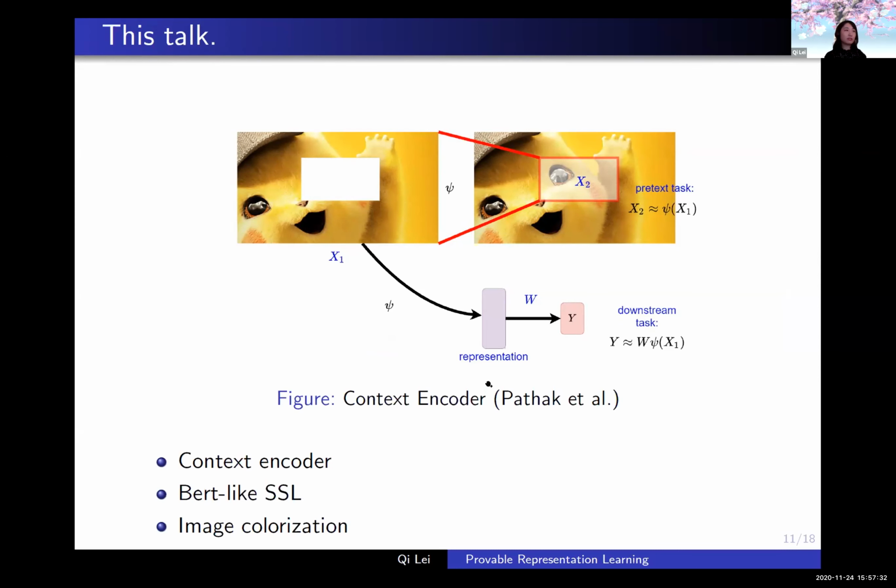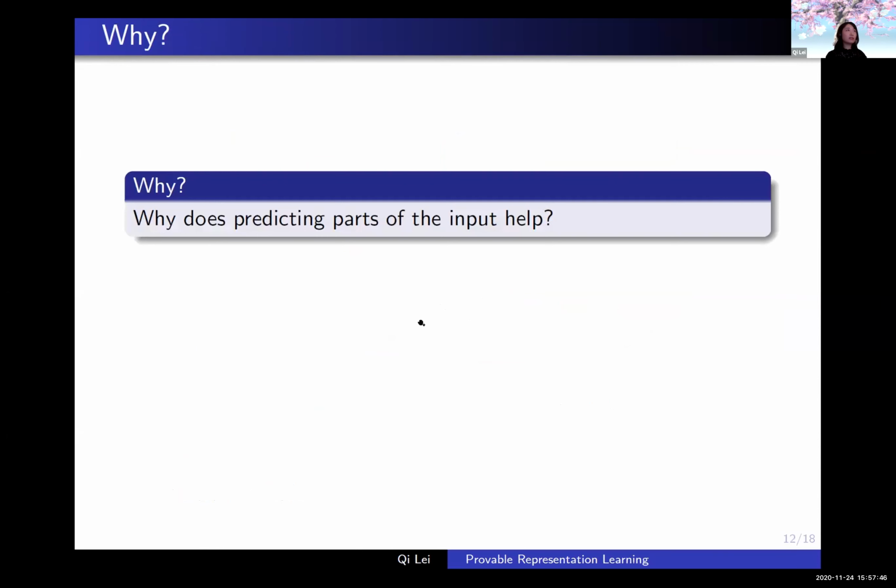So this kind of procedure covers context encoder, which is roughly inpainting, and BERT-like self-supervised learning, so predict the missing word from the other part, and image colorization. It is kind of mysterious how this kind of process will help you, because using the procedure, there's no extra information. We already observed the entire input.